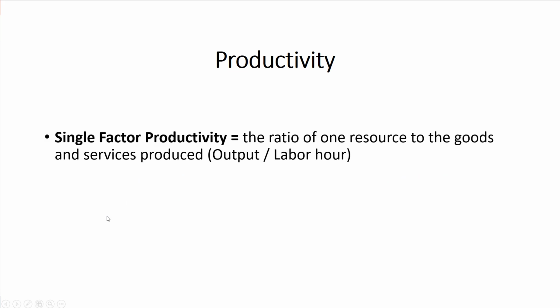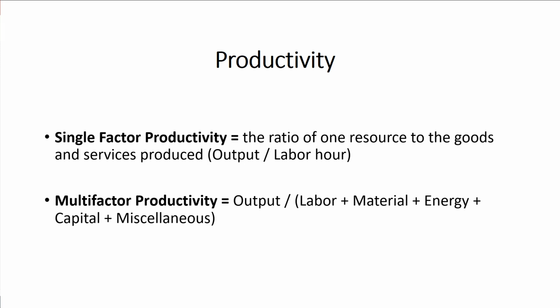All right, so the first one we're going to talk about here is single factor productivity. So this is one resource to the goods and services produced. So one in, one out. Multi-factor productivity uses multiple ins for a single output. So this is a better measure of productivity because it looks at all of our inputs.